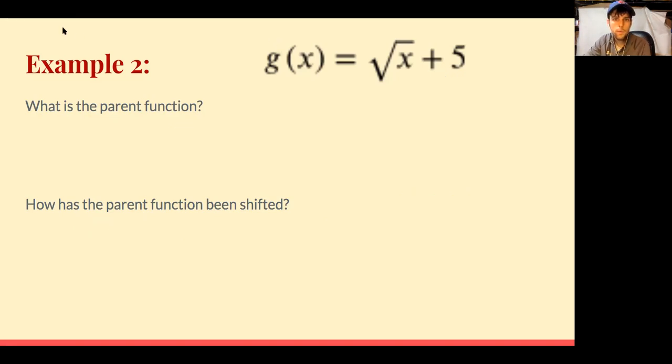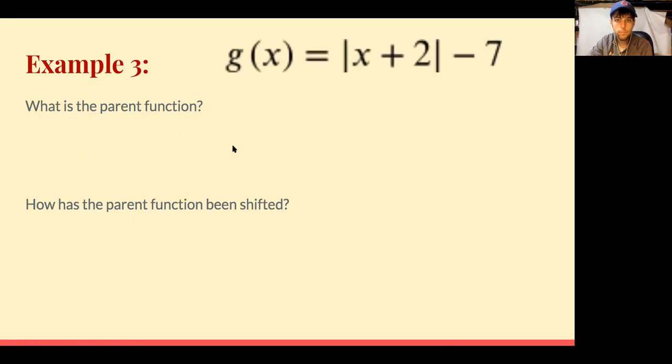And one more example of this. All right, so now we can see here g of x is equal to the absolute value of x plus 2 minus 7. So our parent function, in this case, is the absolute value function, because we're taking the absolute value of x here.